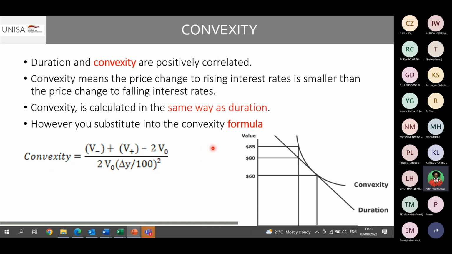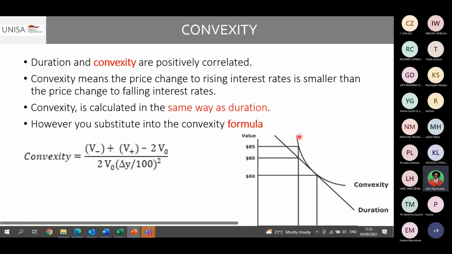But the convexity, we are saying when we are using the duration formula to find the change in value of the bond, we end up with an estimated change, which is a straight line like this. But they say in reality, when the bond price is reducing, at a certain level, the price starts to increase at an increasing rate. Therefore, it's not actually a straight line. It's like a curved line like that.